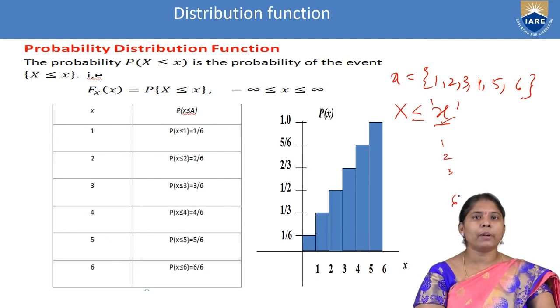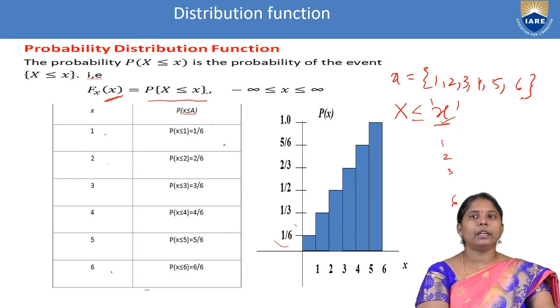So distribution function means it is a cumulative process. Cumulative means additive process. It is represented with F of x. It is defined as probability of X less than or equal to x. So what is the distribution function for x equal to 1? What is it for x equal to 2? Like this, you have to calculate the distribution up to x equal to 6. What is x equal to 1? It is X less than or equal to 1. What does it mean? We have to sum all the probabilities up to the value of 1. Up to the value of 1, we have only 1 by 6.